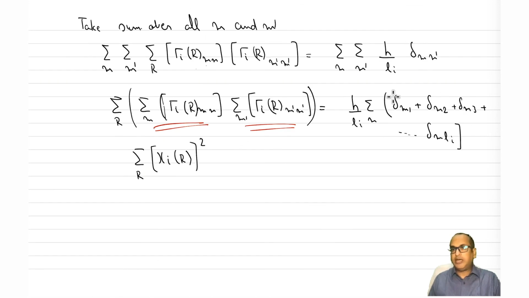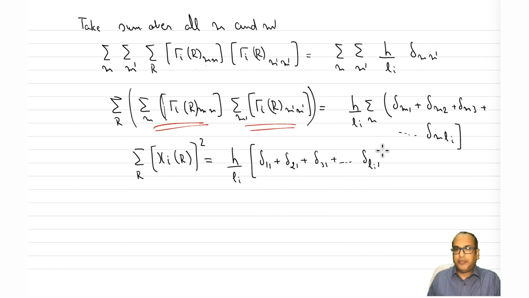Now let us see how we get h out of this. So h upon li. Now let's try to expand summation m over here. So let's take delta m1, the first term here, and expand. So this will be delta 1 1 plus delta 2 1 plus delta 3 1 and so on up to delta li 1. That's my first term. This comes as a result of expansion of this one.